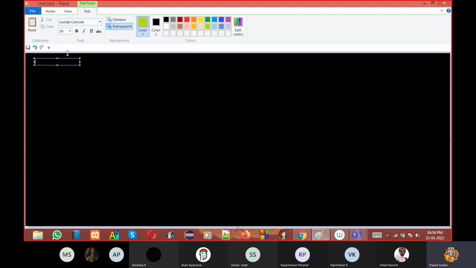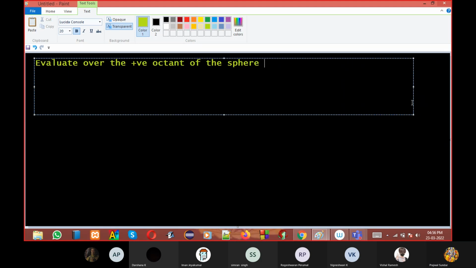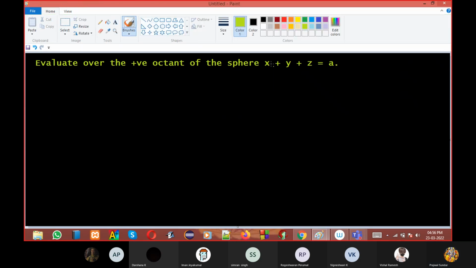One question I'll do. Evaluate the integral over the positive octant of the sphere x squared plus y squared plus z squared equal to a squared. So they are not asking to evaluate volume. They have given a separate integral that they need to evaluate.